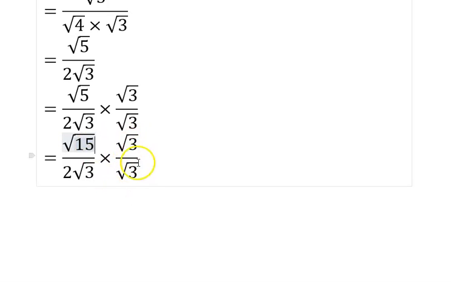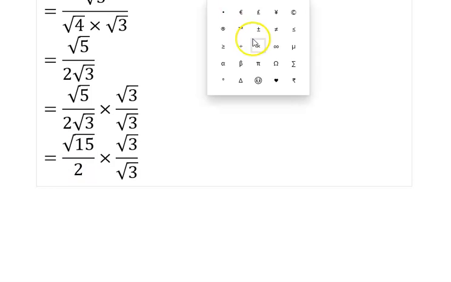Now 2 root 3 times root 3. Okay, let me do it one after the other so that you can understand. This 2 is actually standing alone. But root 3 times root 3 will give us 3. We have explained that even in our basic rule. Root 10 times root 10 will give us 10. Root 50 times root 50 will give us 50. So root 3 times root 3 will give us what? 3.